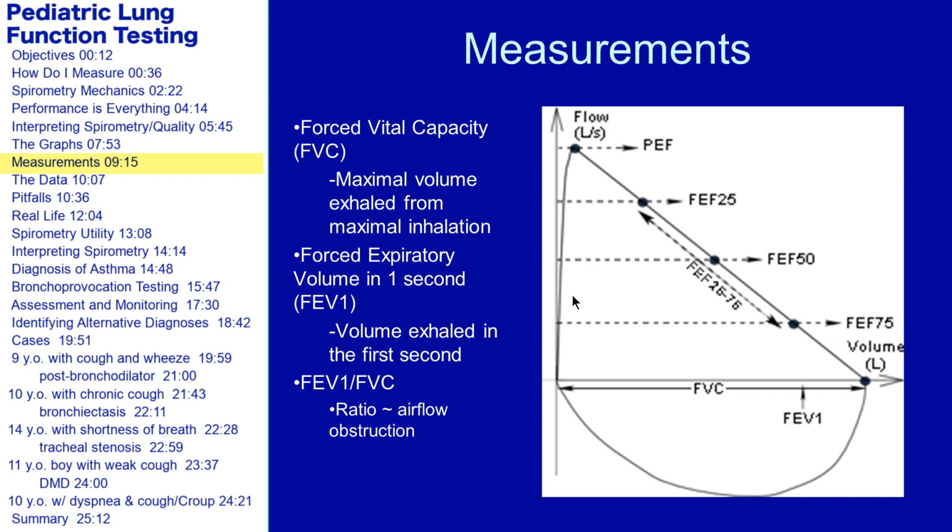And then the ratio is important. It's the FEV1 divided by FVC, and that gives a nice indication of airflow obstruction.